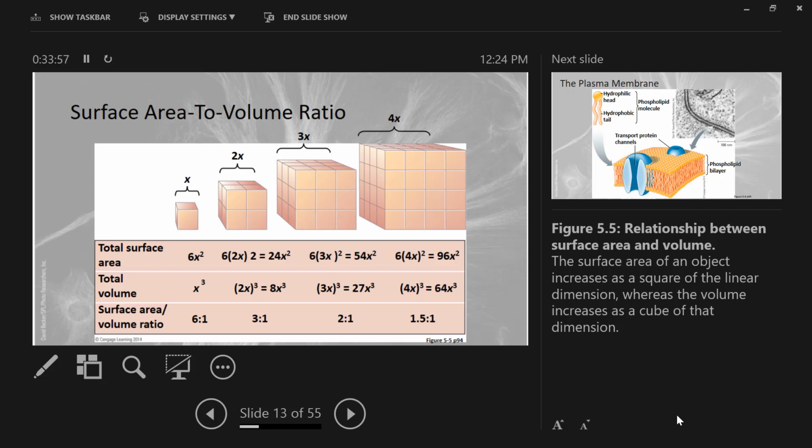Okay? And why does this limit cell size? Why does this limit cell size? Yeah, Micah. Well, because you want as many nutrients to be able to get inside to the volume. Yeah, the bigger the volume of your cell is, the more demand you have for materials to come in, and the bigger demand you have for being able to get materials out, right?